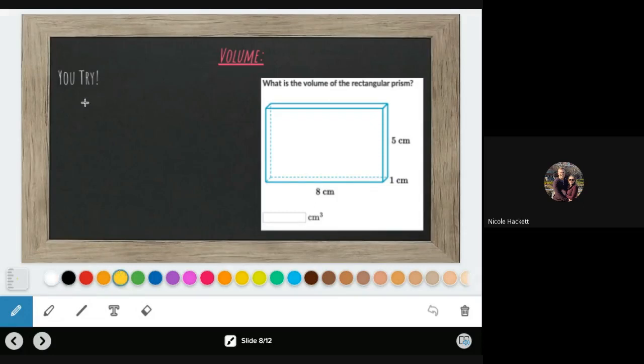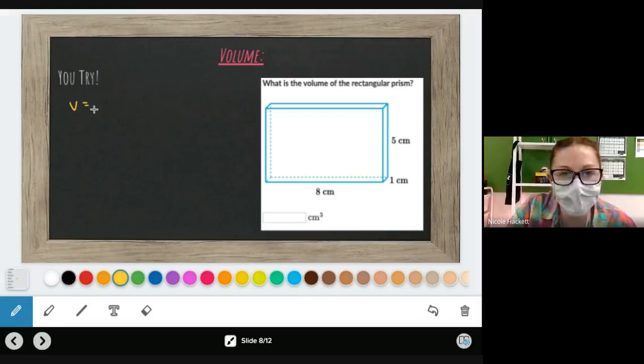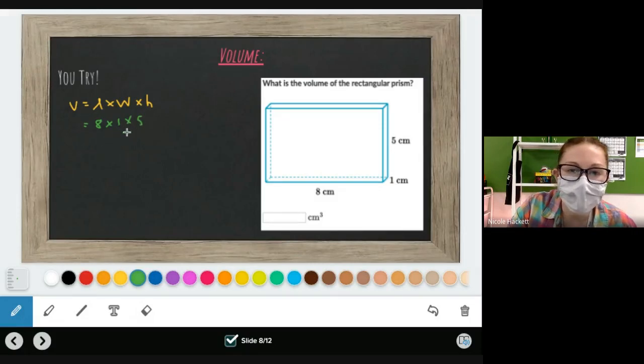Okay, so for this one, we need to multiply the length, the width, and the height. So length times width times height. Well, in this one, I'm going to multiply 8 times 1 times 5. 8 times 1 is just 8. So 8 times 5 is 40. So this makes our volume equal to 40. We're talking about centimeters to the third power. Is cubed.